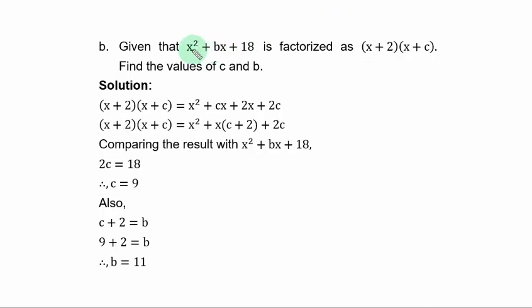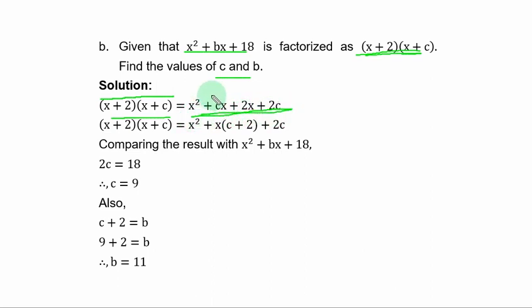Question 7b. Given that s squared plus bs plus 18 is factorized as this, find the values of c and b. We need to factorize this equation. Then you compare coefficients of s squared, s, and the constant term as the case may be. Alright? So if you factorize this equation by expanding, because it has been factorized already, what you need now is to expand. If you expand, you get this result.